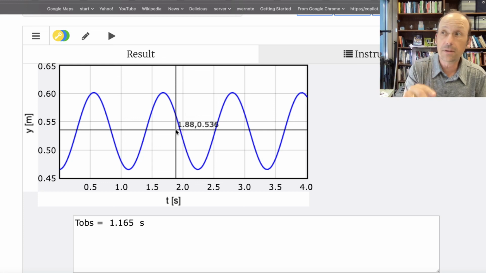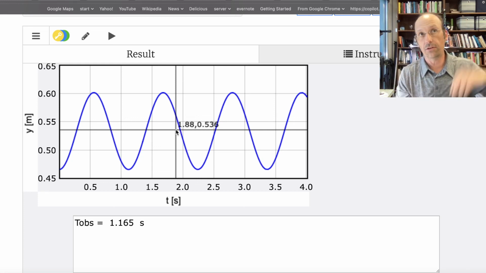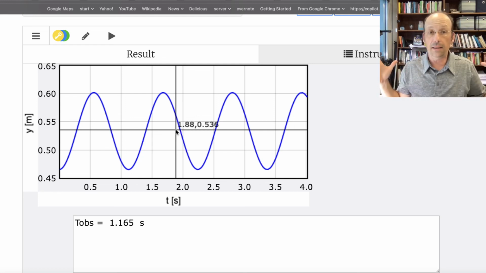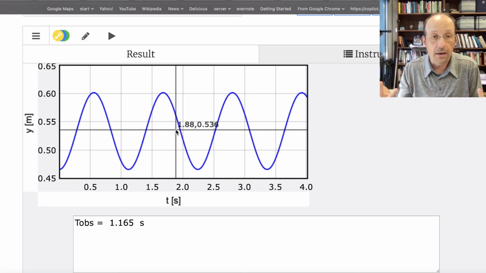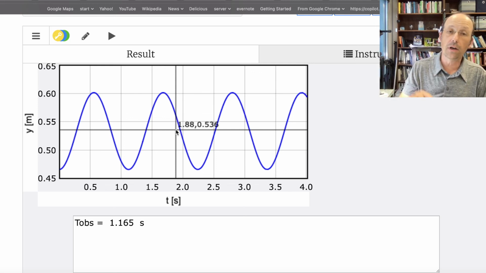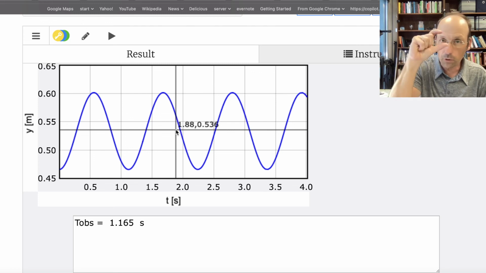But again, this is something that I do in class, and it's one of my favorite things to do, because you can do it in real time. You can collect data, you can make the graph, and everything is transparent so that they can see the magic of physics.